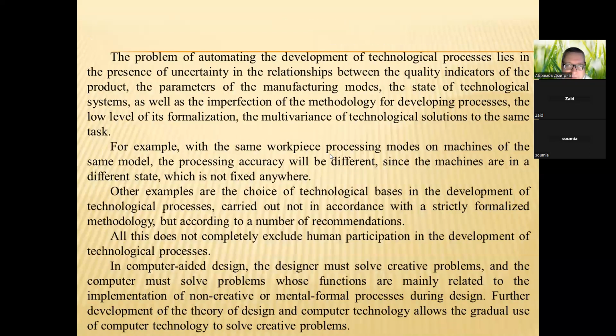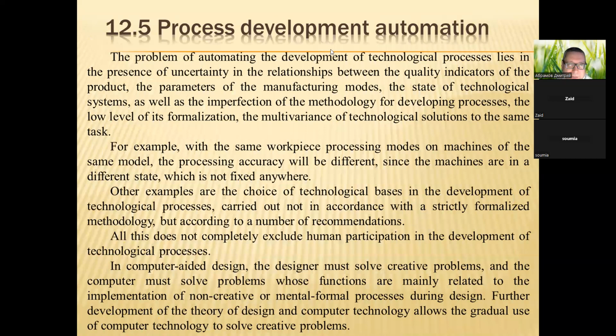Okay, if you have no questions, we start the last item of our lecture, 12.5, process development automation.